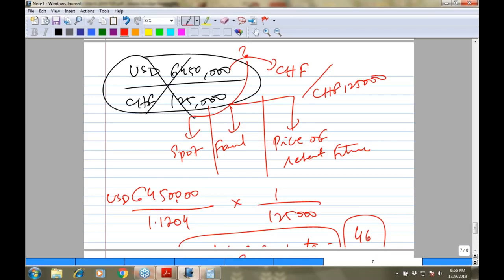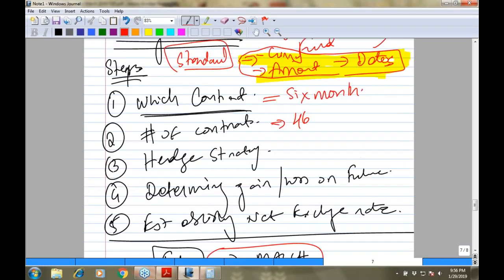Anyways, so we are done with 2 steps, which is which contracts. It was 6 months contracts. The number of contracts, it's 46 contracts. The third thing is hedge strategy. Now, what exactly do you mean by hedge strategy?